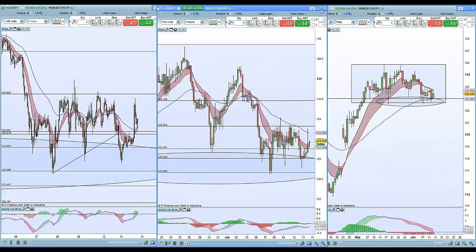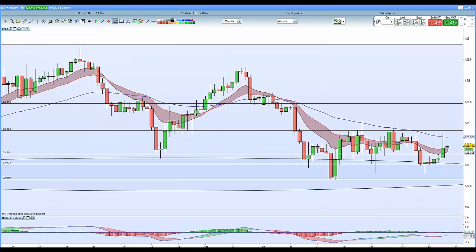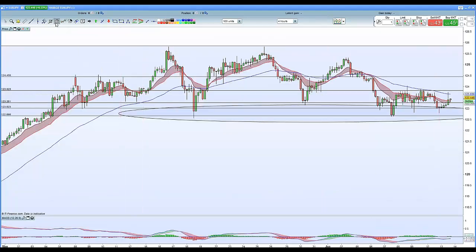If you look at the 4-hour chart, okay, let me just delete some lines. Okay, you can see that.